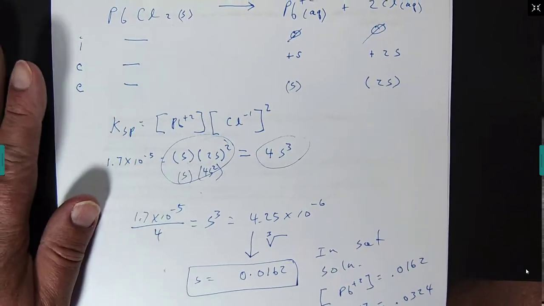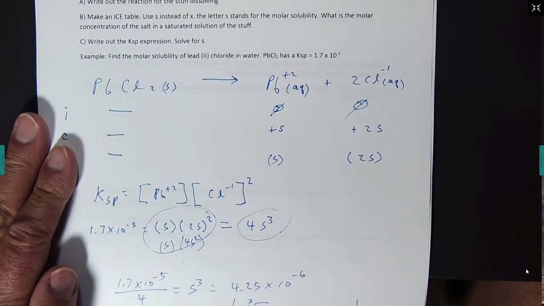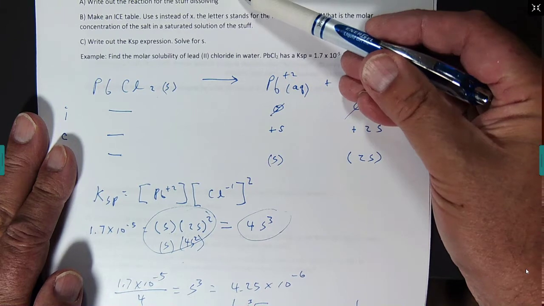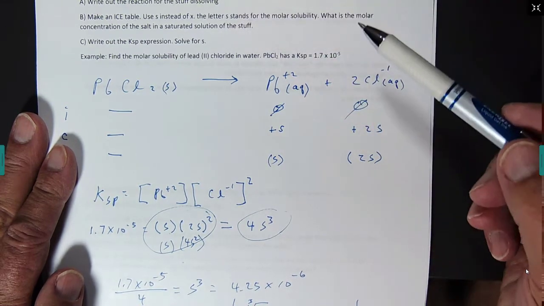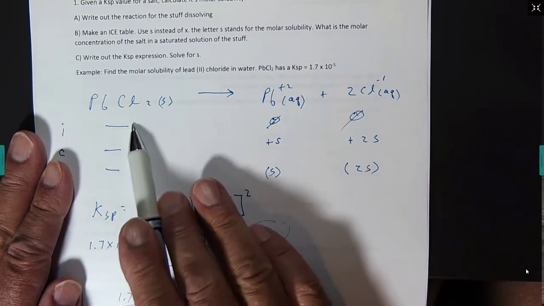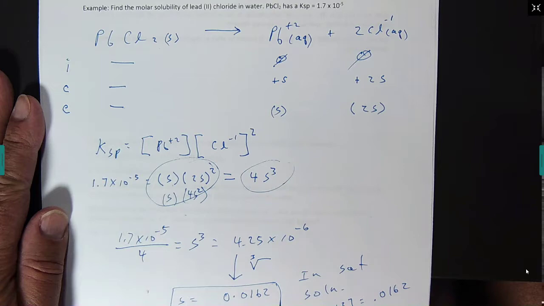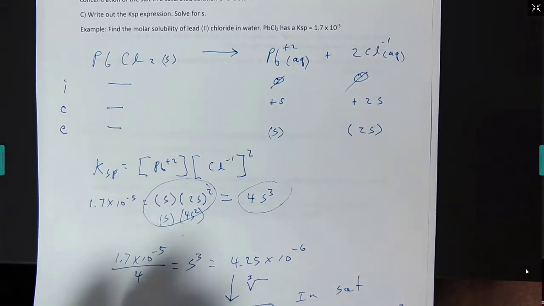So that's the first type of problem. They get easier after this, trust me. But the first one, if you have a Ksp value and you have to find its molar solubility, write out your reaction, make your ICE table, write out your Ksp, plug everything in, and solve for S.